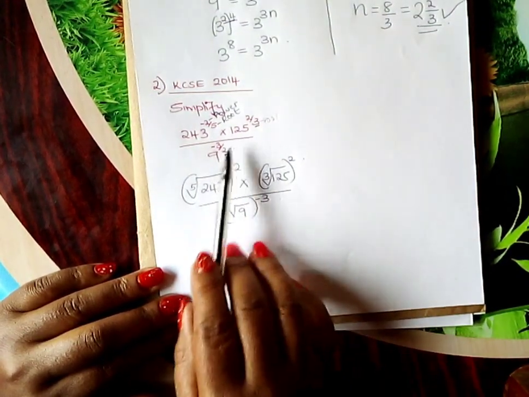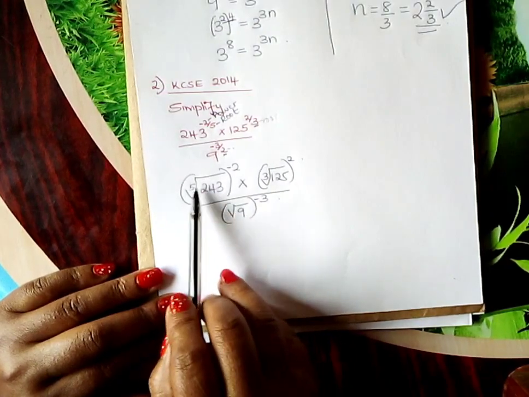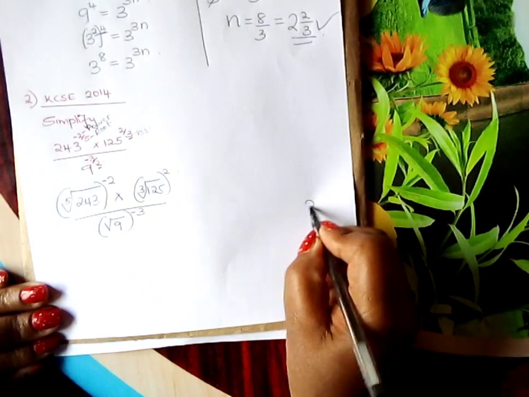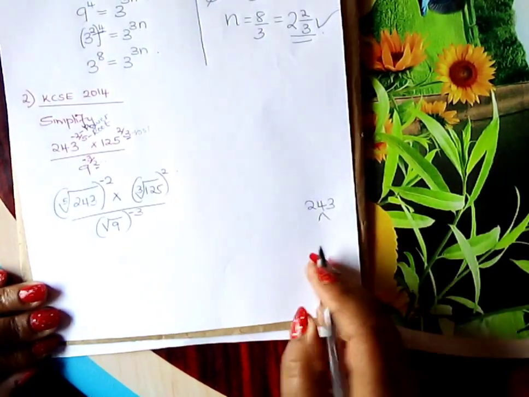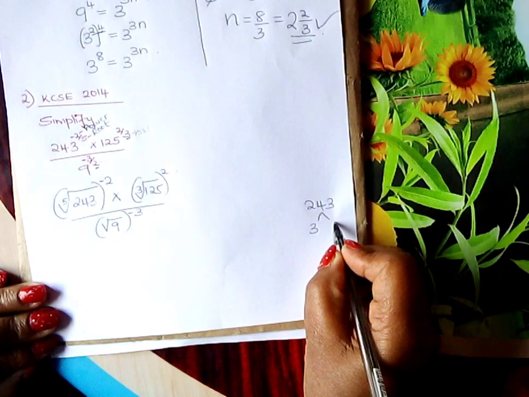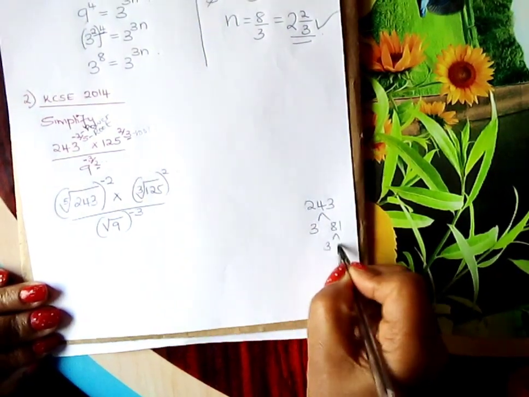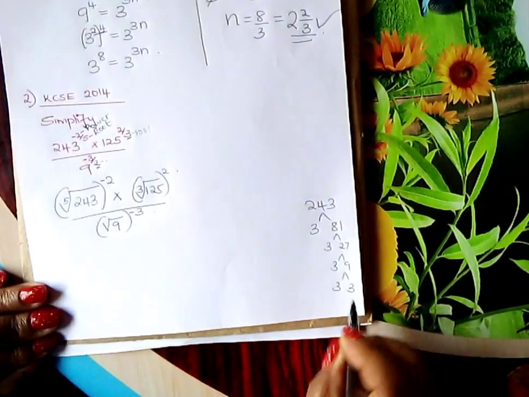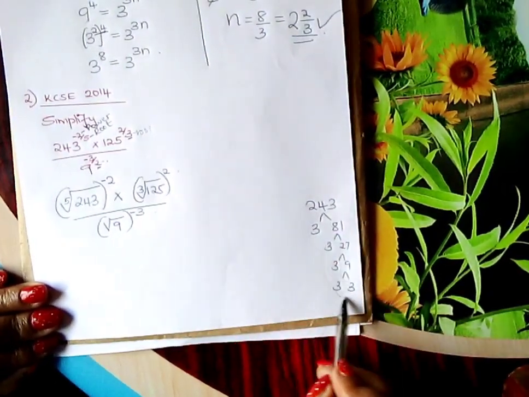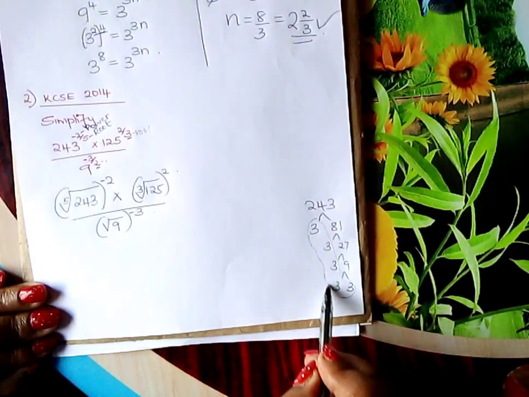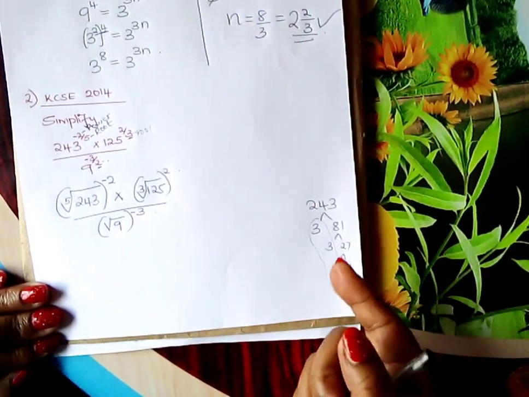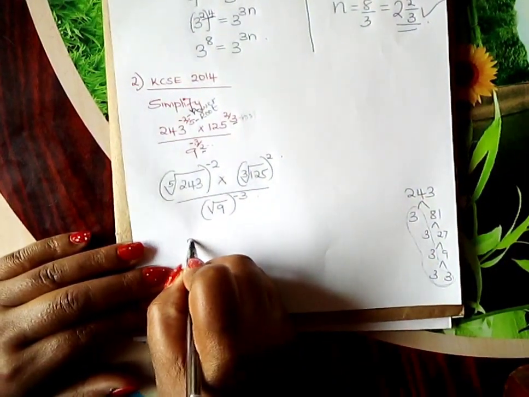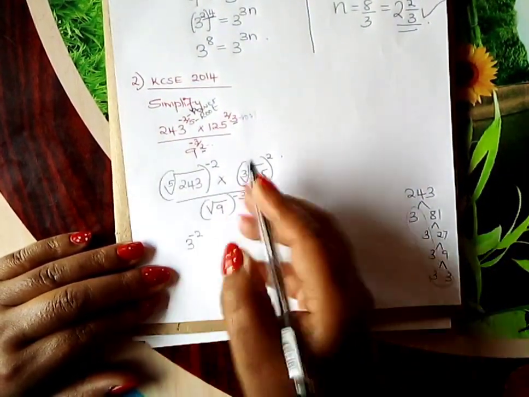Remember, you do these things without a calculator. Fifth root of 243: you can use the factor method, learner. Maybe I can just demonstrate. 243 divided by 3 is 81, 3 into 81 is 27, 3 into 27 is 9, 3 into 9 is 3. The 3's are 5 of them, so the fifth root will just be 3. So the fifth root of 243 is 3, and therefore raised to negative 2.